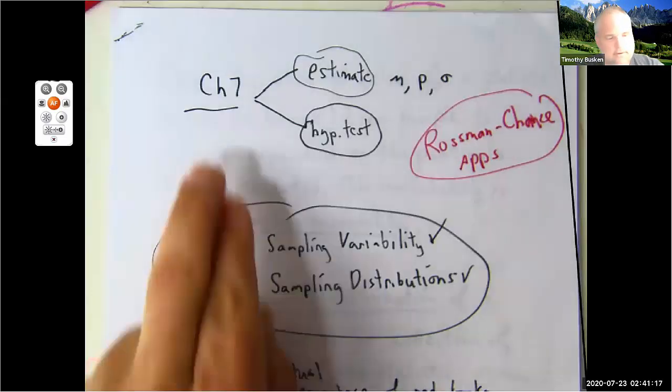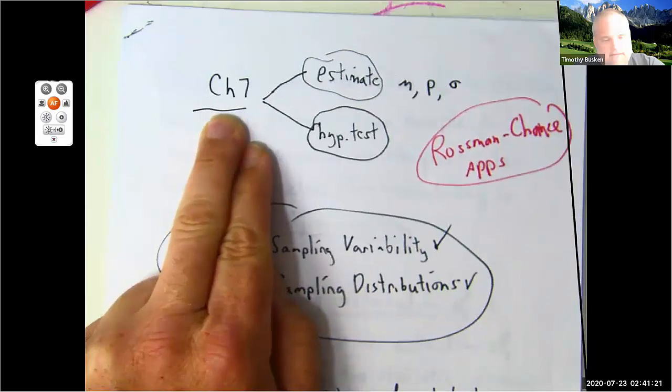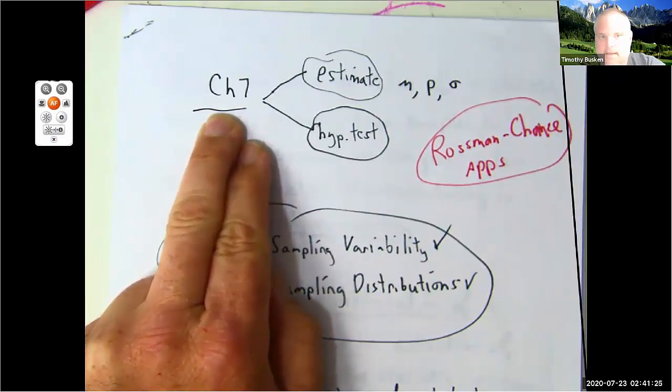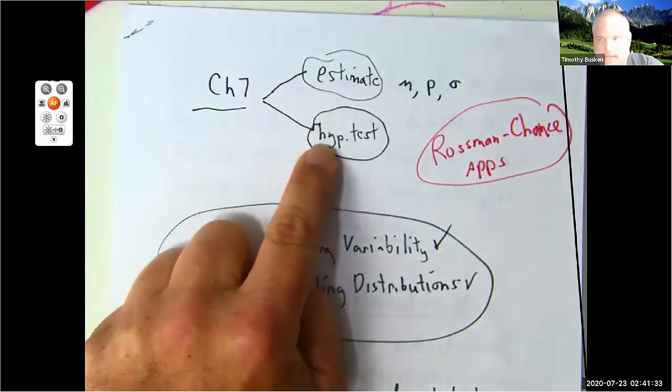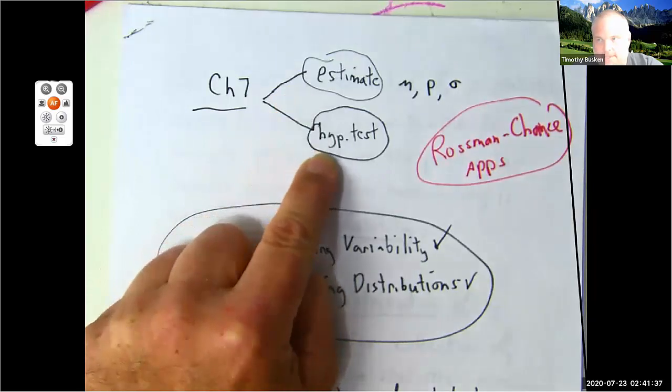The author explains that in chapter 7, for the rest of the book, chapters 8 through 17, we're only going to be doing 2 types of problems, either an estimation problem or a hypothesis testing problem.